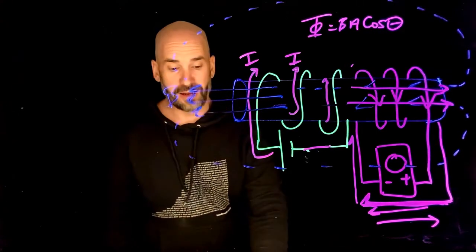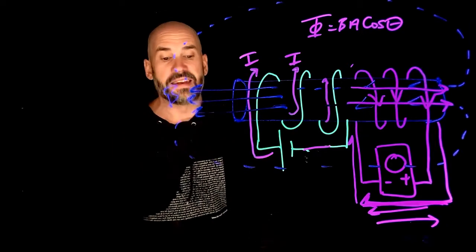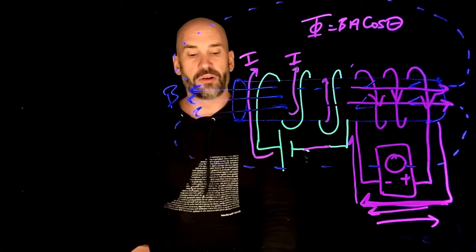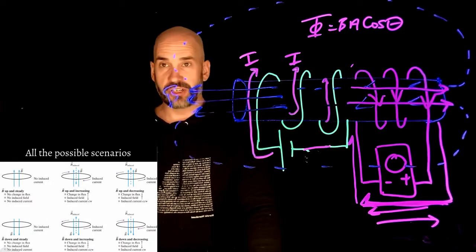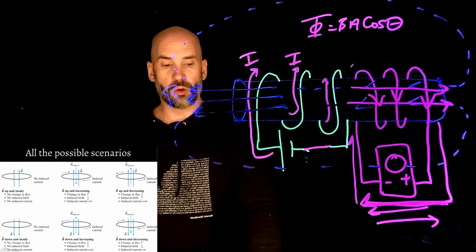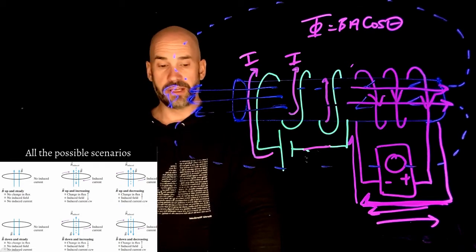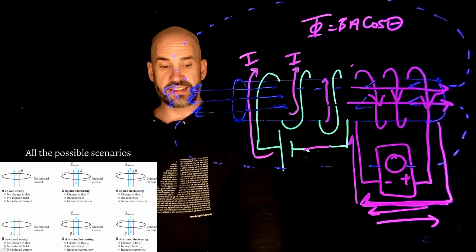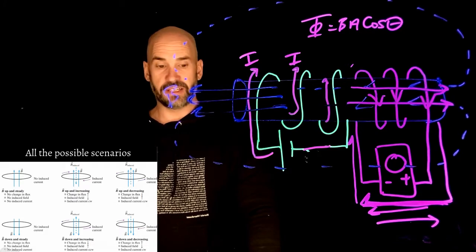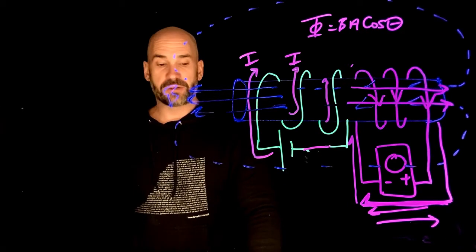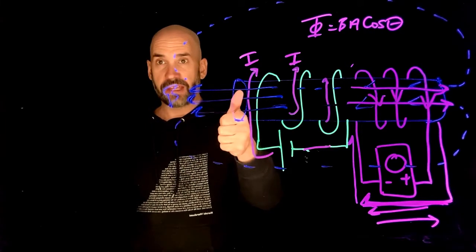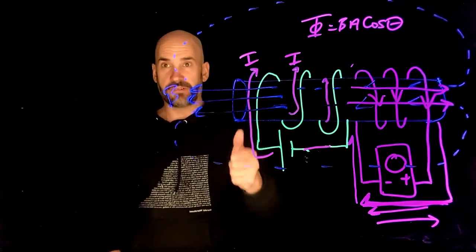That is Lenz's law. Now, on the next slide, I have all the possible scenarios for changing fluxes and what those induced currents would be. I'm not going to go through each individual one, but I encourage you to study this slide and see if you can make sense of it. So for all the possible changing B fields, what would be the direction of the induced field and the induced current that would create that field?